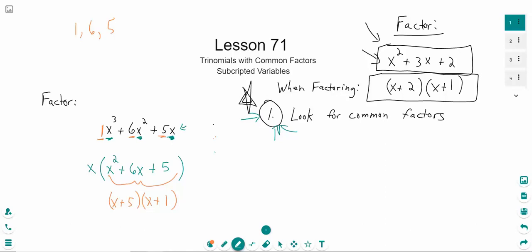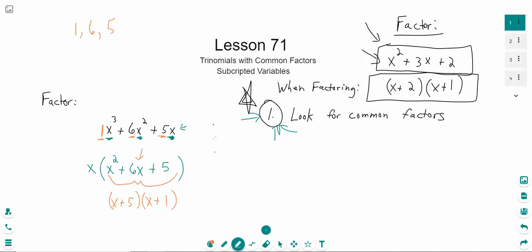And if we wanted to check this, we could use FOIL to multiply this back out, and we should get this original trinomial. Okay, and you can even do that in your head. x times x, x squared. The outside, 1x. The inside, 5x. Add those two together. 5x and 1x is 6x. And then our last, 5 times 1 is 5. Bingo. There, it checks out.